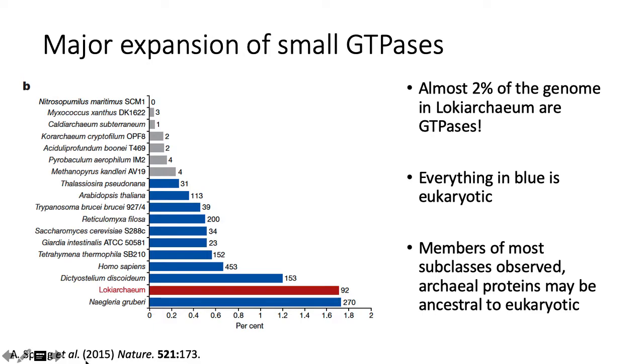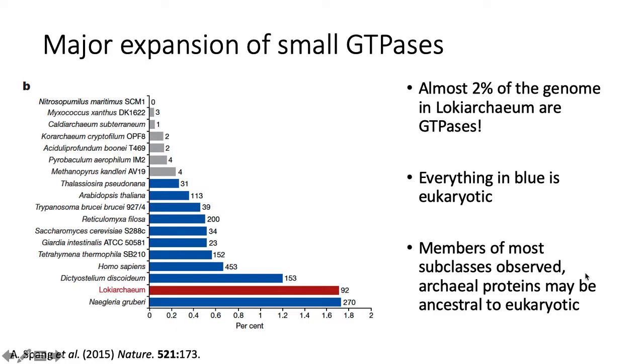But now let's look at Lokiarchaeum. Lokiarchaeum has 92, which is already way more, an order of magnitude more than what's normally found in archaea, and it comprises almost 2% of its genome. So when we graph this, you can see that we've placed Lokiarchaeum within basically eukaryotic cells in terms of the importance of these small GTPases. So it looks like the Lokiarchaea have greatly expanded the number of small GTPases, perhaps to respond to other environmental stresses or signals.